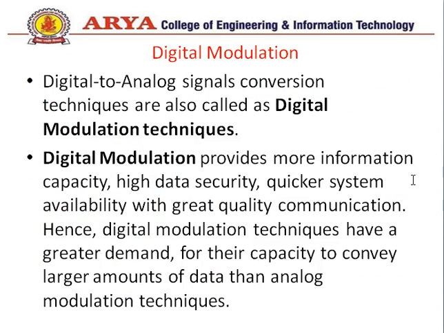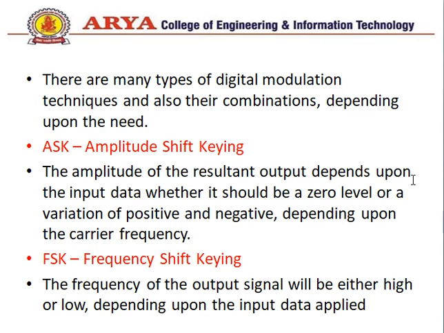So let's understand what is digital modulation. Digital to analog signal conversion techniques are called digital modulation techniques. So conversion of digital to the analog signal is the digital modulation. Digital modulation provides more information capacity, higher data security, quicker system availability with great quality communication. Hence, digital modulation techniques have a greater demand for their capacity to convey large amounts of data than analog modulation techniques. So there are many types of digital modulation technique and also their combination depending upon the need.